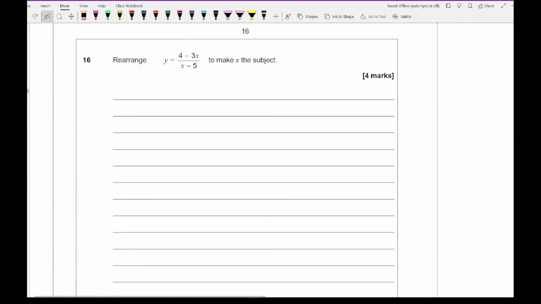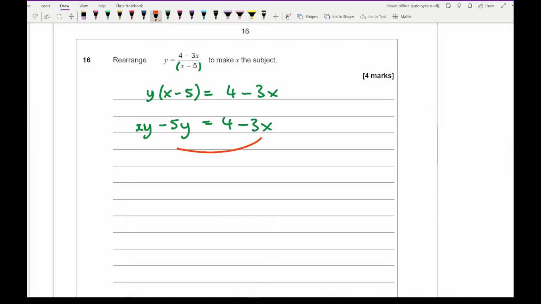For question 16, it says rearrange this to make x the subject. So this one is more complicated, rearranging the subject, because we've got two x's. So for this, what we want to do, if I put brackets around the denominator and move it across, so I end up with y lots of x minus 5 equals 4 minus 3x. I expand the brackets, so I end up with xy minus 5y equals 4 minus 3x. Now what I then want to do is take the 3x, x's all on one side and everything else onto the other, so I end up with xy plus 3x equals 4 plus 5y.